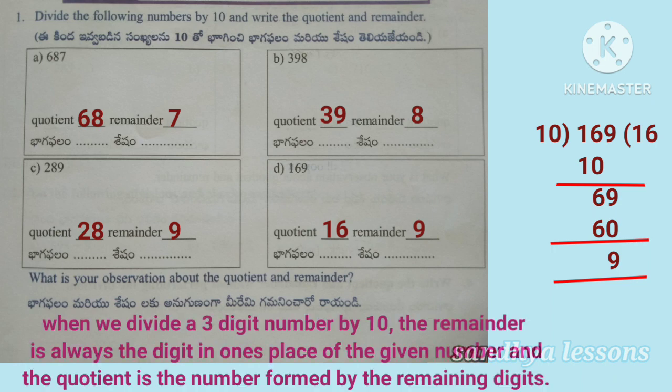What is your observation about the quotient and remainder? When we divide a 3-digit number by 10, the remainder is always the digit in ones place of the given number and the quotient is the number formed by the remaining digits.